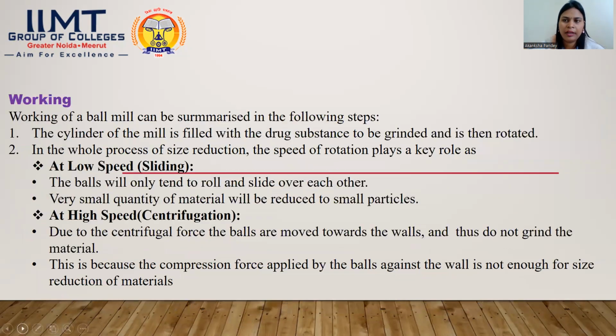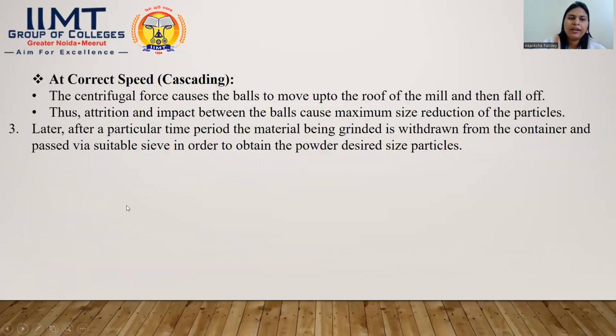So I have already elaborated the working, low speed and high speed. Okay, after a particular time period, the material being ground is withdrawn from the container and passed through a suitable sieve in order to obtain powder of the desired particle size. After the particular time, when we think the particles would be fine, we withdraw the whole contents to a container and sieve it so that we can get our desired size particles. Okay.